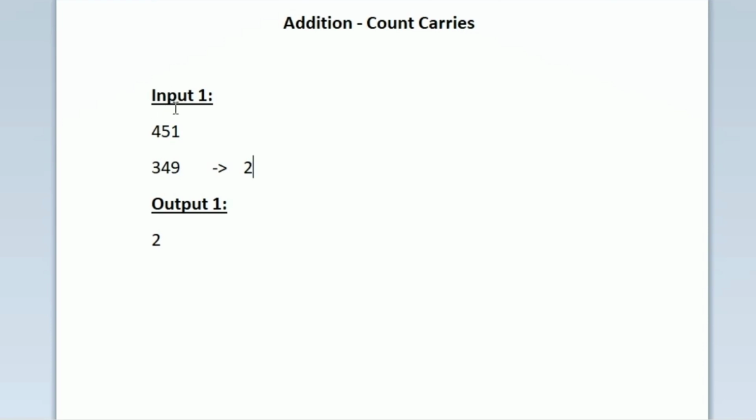So the total carry count is 2. Now again 1 is in the carry, and the next two digits are 4 and 3. So 4 plus 3 is 7, and we have carry 1. So 7 plus 1 is 8. In this case we don't have any carry. So totally while adding these two integers we had 2 carries. So in our output we have to print 2. That is the carry count.